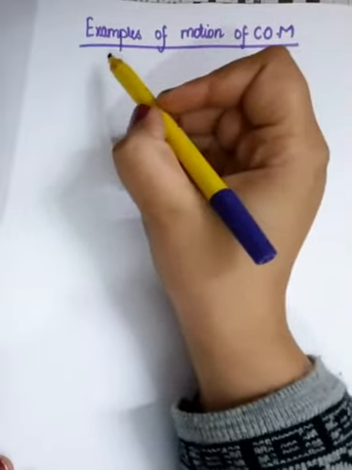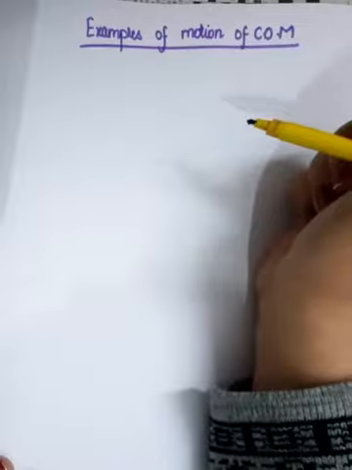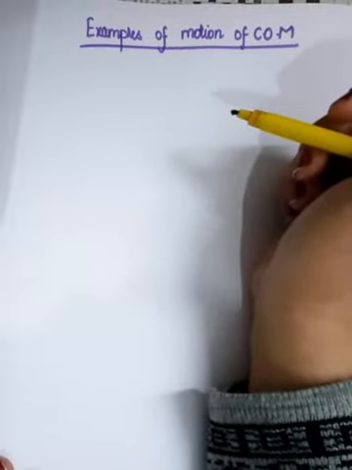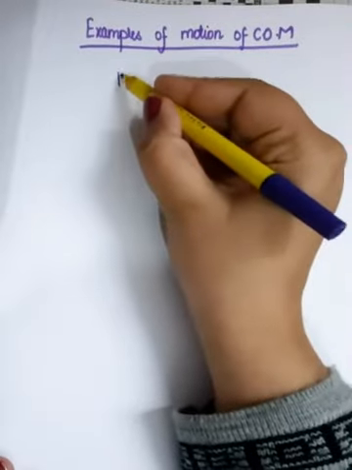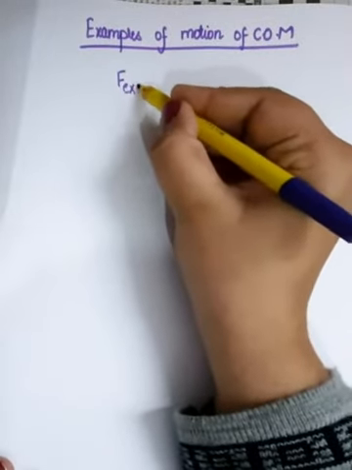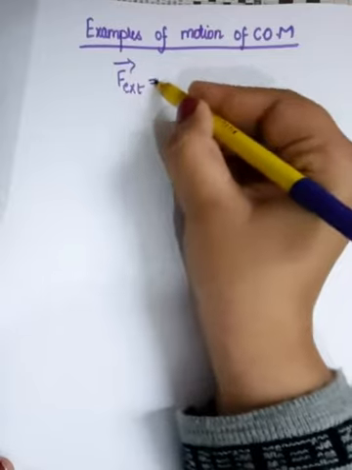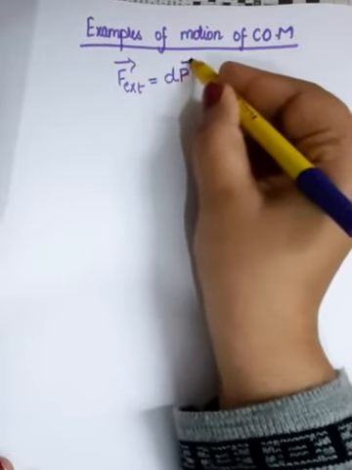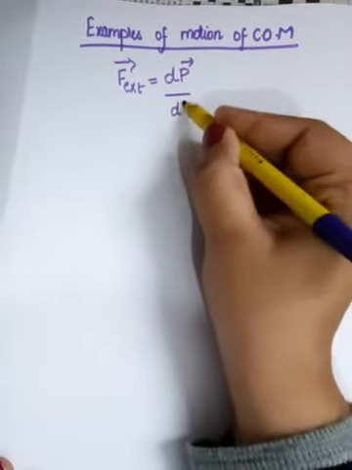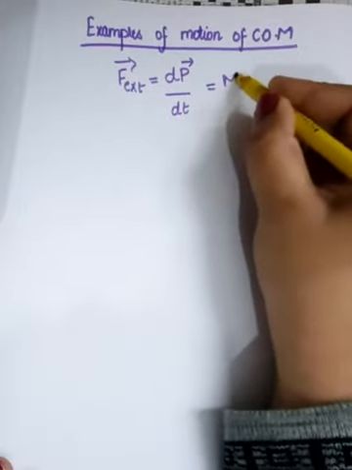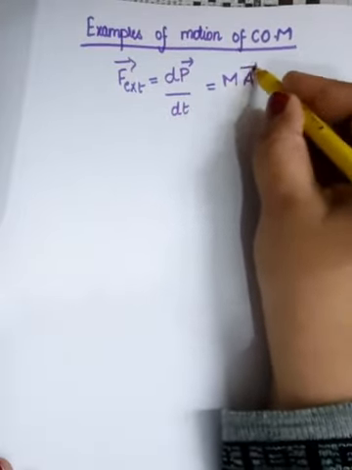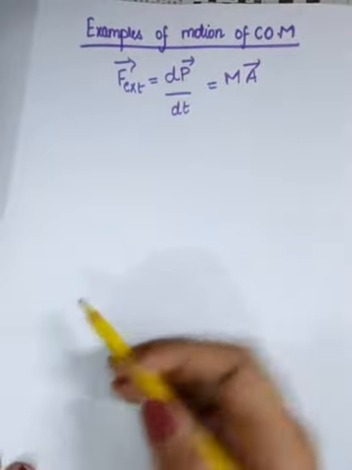Dear students, in this video, we are going to discuss examples of motion of center of mass. We know an important equation of motion of center of mass which says that F external is equal to dp vector divided by dt, or m into a vector. Now what does that mean?